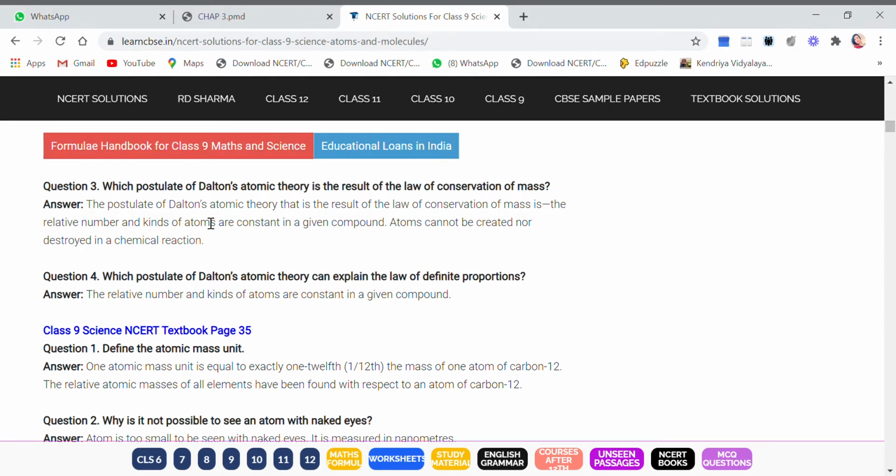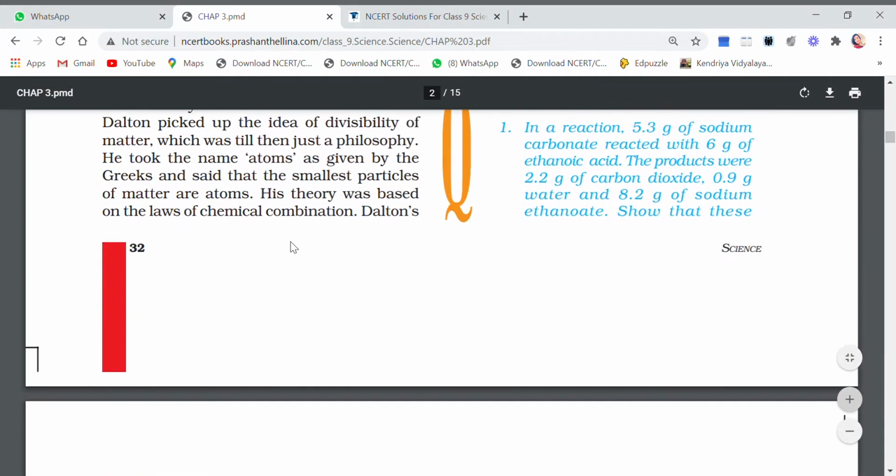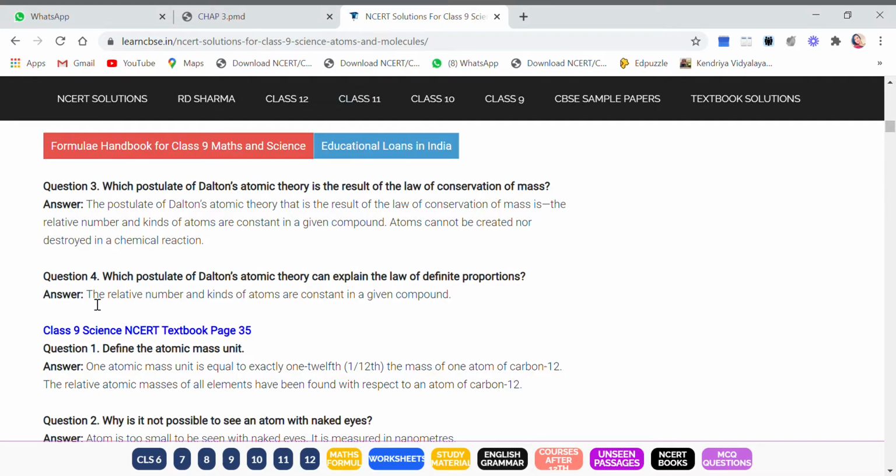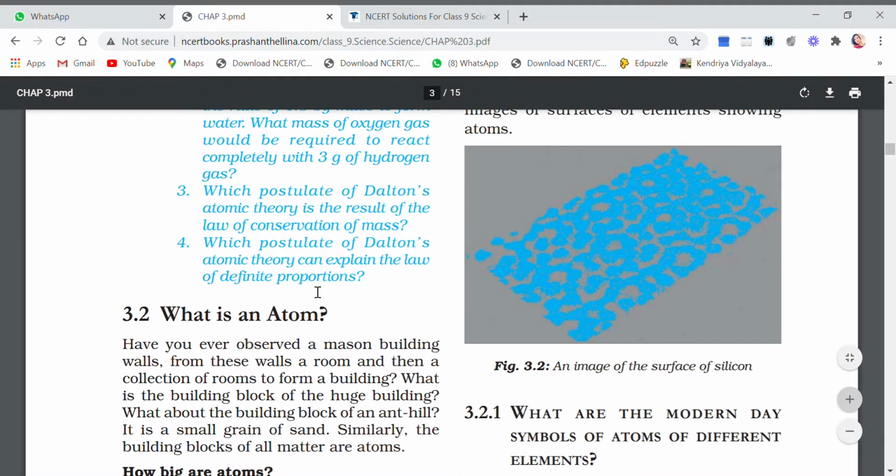You can write down your answers in the register. The last question which is there in your book, children, again they are asking about a postulate. Which postulate of Dalton's atomic theory can explain the law of definite proportions? So this is the answer. The relative number and kinds of atoms are constant in a given compound. So all these 4 questions, children, you have to write down in your registers. Okay? I hope this is clear.